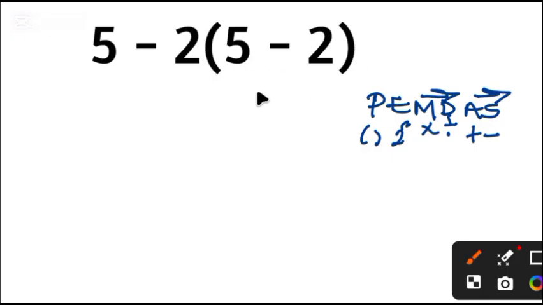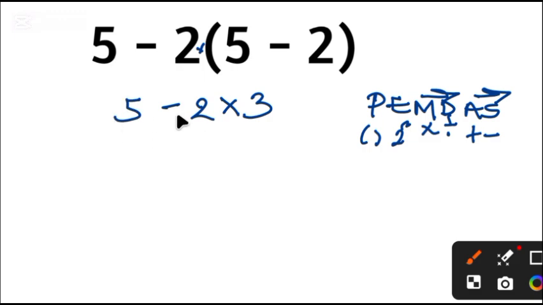5 minus 2 will give us 3. In between this 2 and this parenthesis is a multiplication. So we have multiplication here times this 2, and then we bring down this subtraction and we bring down the 5.